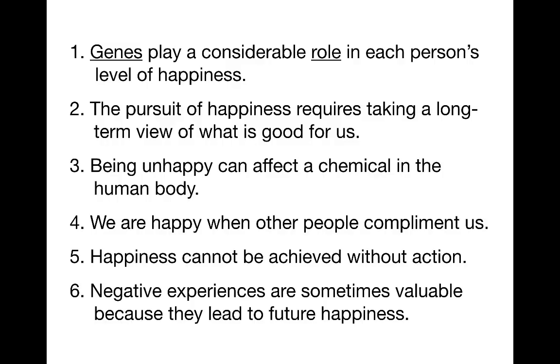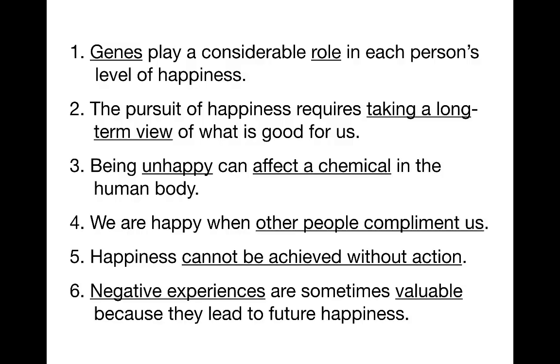Number 2, the pursuit of happiness requires taking a long-term view of what is good for us. Very different from number 1, that was about genes. Number 2 is about having a long-term view of what's good for us for happiness. Number 3, being unhappy can affect a chemical in the human body, the effect on a chemical. Number 4, we're happy when other people compliment us. Number 5, happiness cannot be achieved without action. And number 6, negative experiences are sometimes valuable because they lead to future happiness.